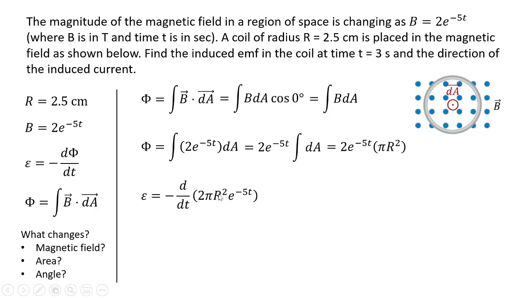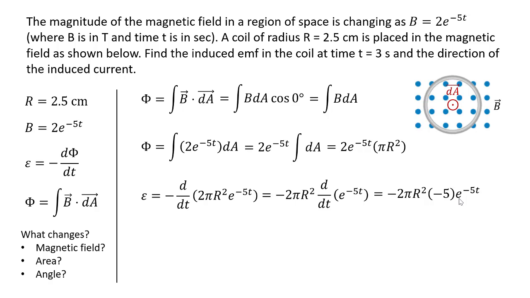2 pi r squared is a constant, so it comes out of the derivative, and we have that the EMF equals minus 2 pi r squared d by dt of e to minus 5t. The derivative of e to any power is that power's derivative, which in this case is minus 5, multiplied by e to minus 5t. So we have minus 2 pi r squared times minus 5 multiplied by e to minus 5t. And all we have left is to replace the given values in this expression.